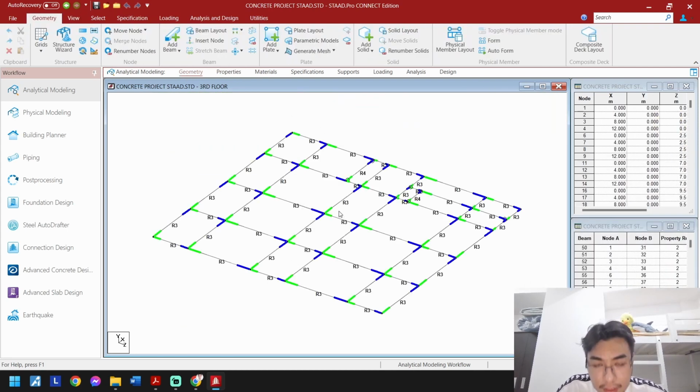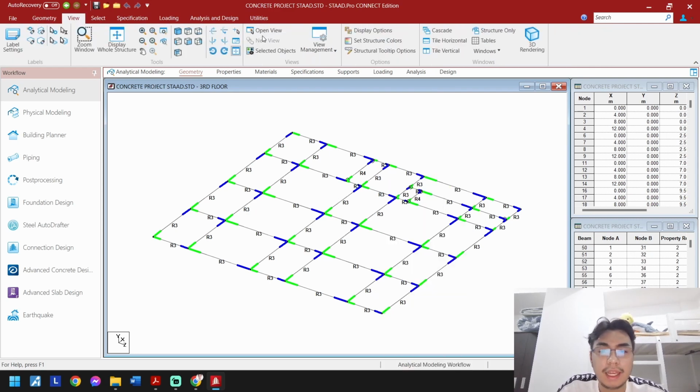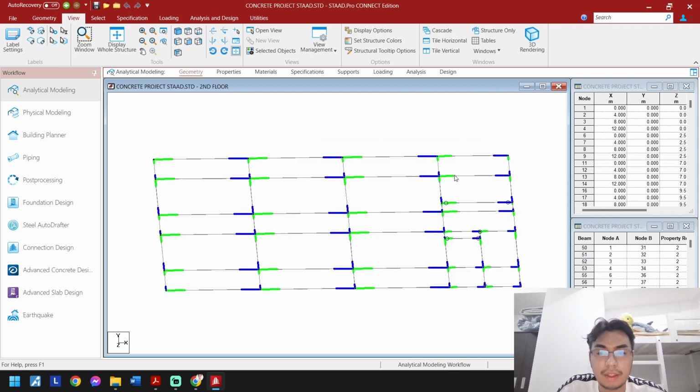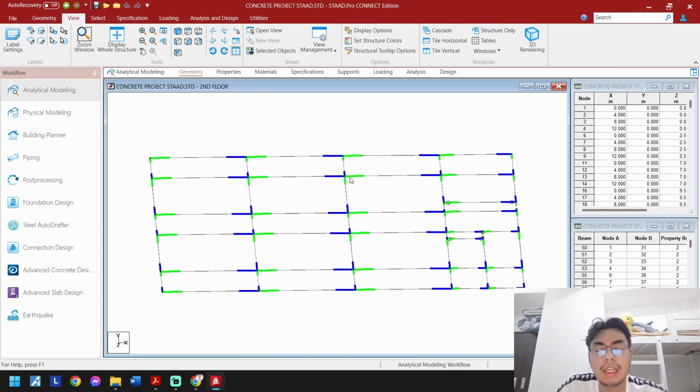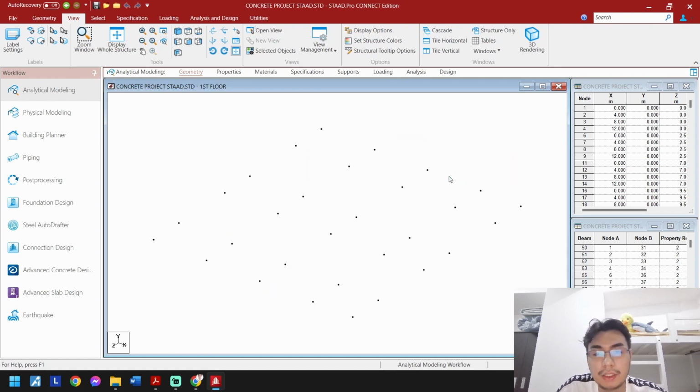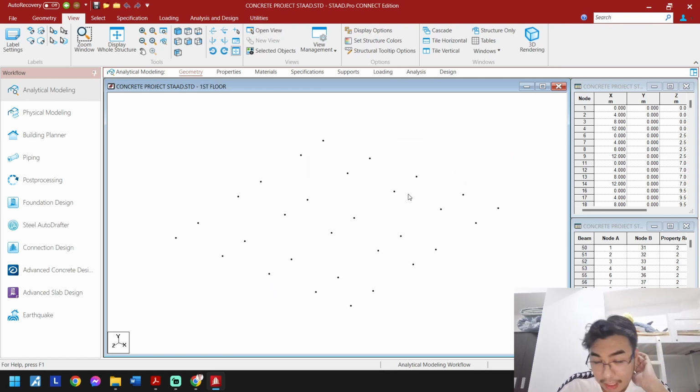it is just the same as the fourth floor. Next, for the second floor, it is just the same also as the previous ones above. Then for the first floor, here is the representation in the first floor.